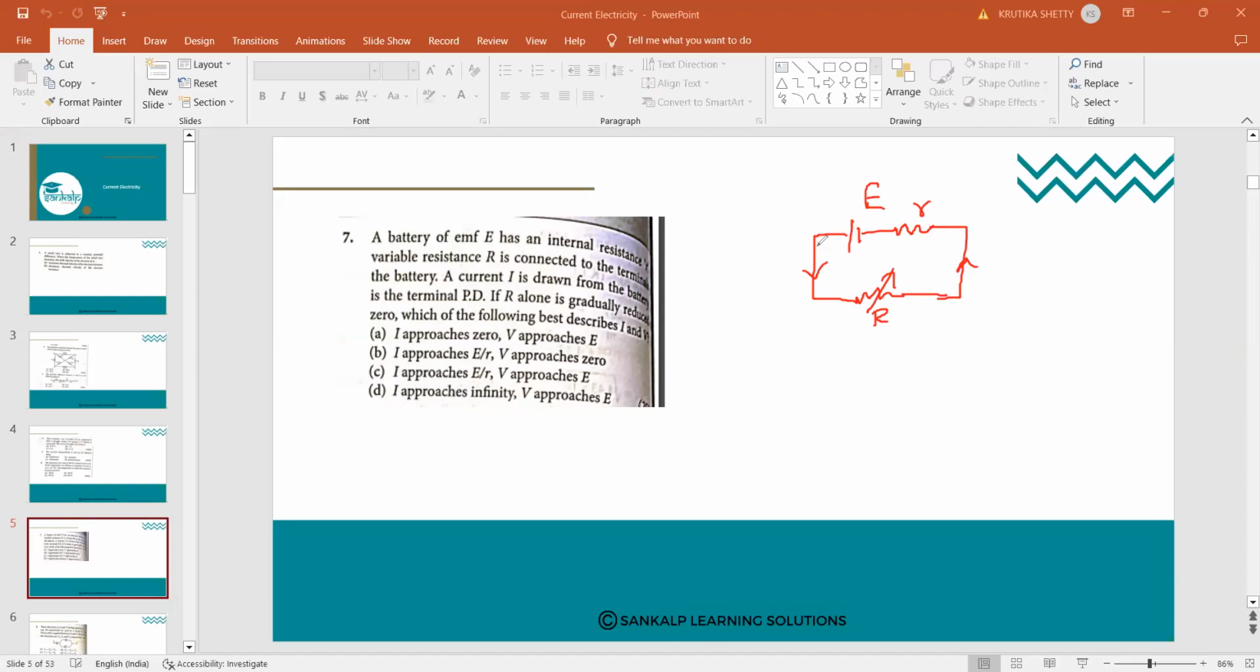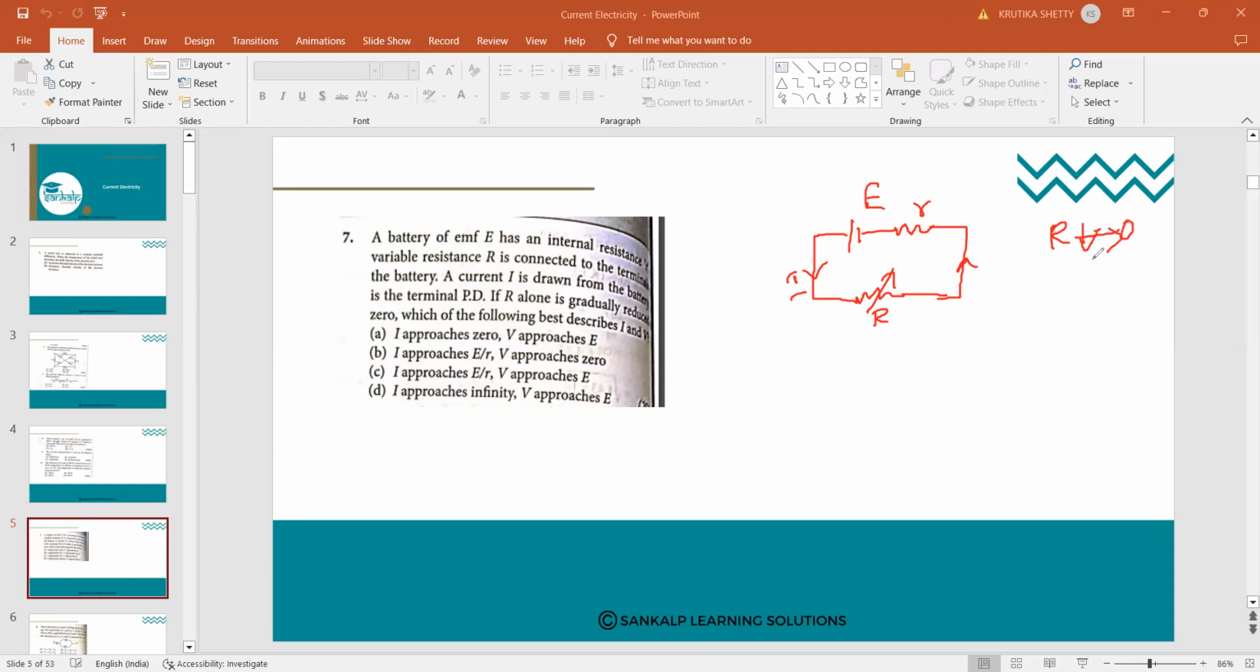The current is flowing from the positive terminal of the battery to the negative terminal. Yes, one part done. Next, see, a current I is drawn from the battery with potential difference V. If the load resistance capital R alone is gradually reduced, it is approaching zero.